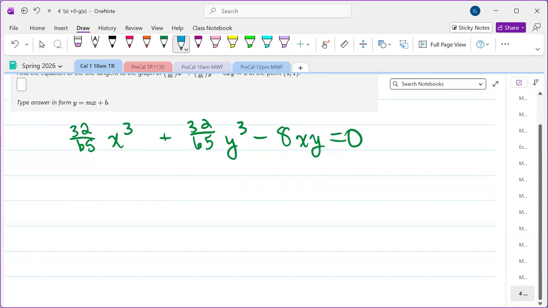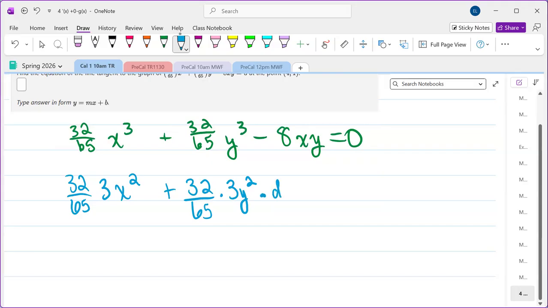All right, when I take the derivative of the first part, the constant's going to carry through, so I still have the 32 over 65. The derivative of x to the third is 3x squared. And that's x, so we don't have to worry about dx. Plus, same idea, 32 over 65. The derivative of y cubed is 3y squared, but since this is a y, we're also going to have times dy dx.